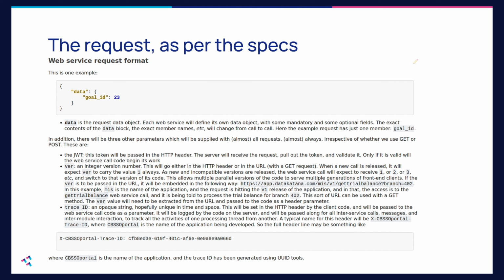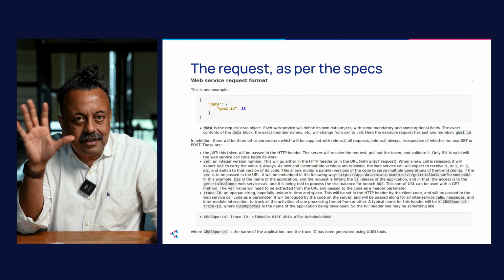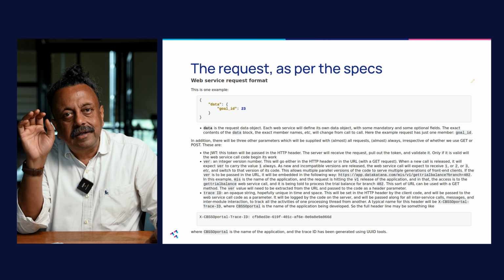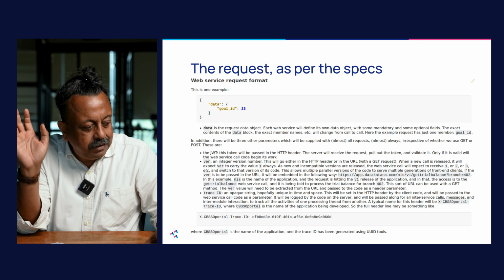And the third data point or datum which we pass in every call is this trace ID. The trace ID is generated by the front-end code and is usually incorporated in the HTTP header. This trace ID is picked up on the server side and logged, so that we can trace the sequence of all the activities that are happening in one web service invocation. So these are three things that are part of the standard which always are supplied with every web service.